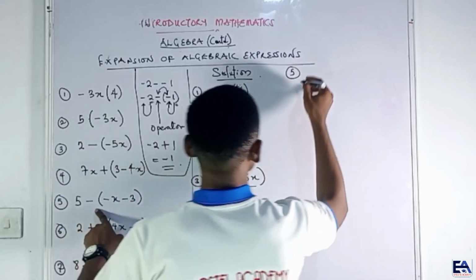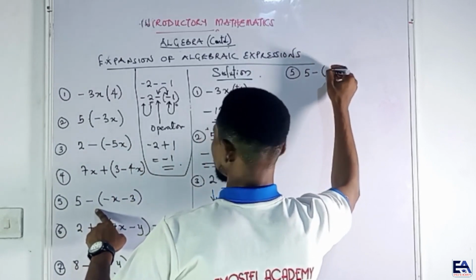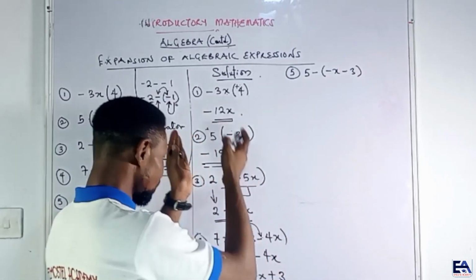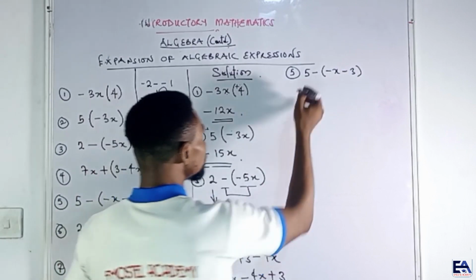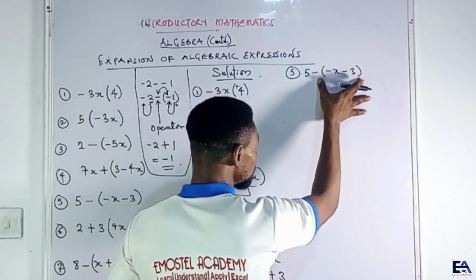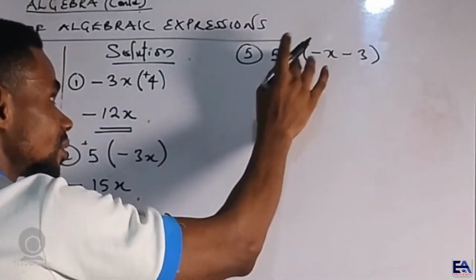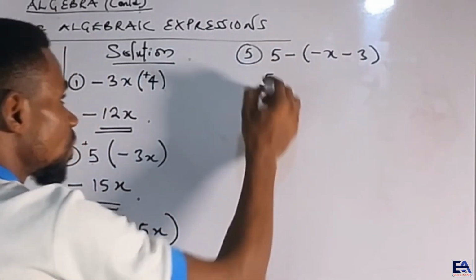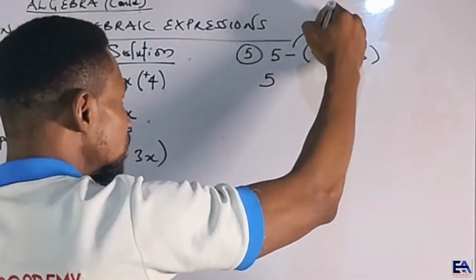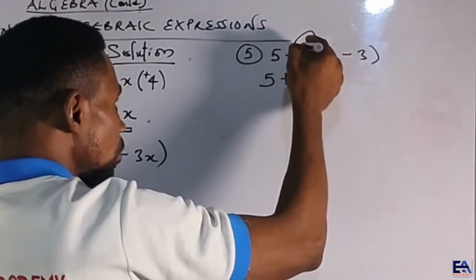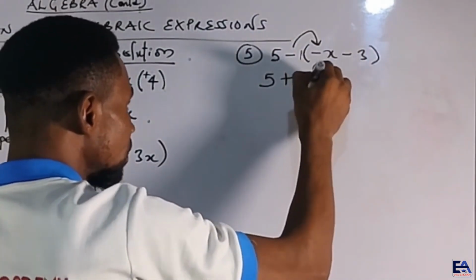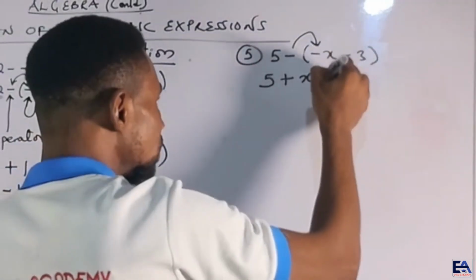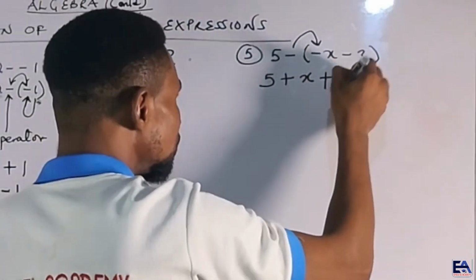In question 5, we have 5 minus x minus 3. Okay? So to solve the question is just the same way we've been doing all through. You will repeat this 5 because it does not have any direct relationship with the bracket. What has direct relationship with the bracket is the number or the sign closest to the bracket. So you repeat this 5 and then you expand. Minus times minus gives you plus. Then the invisible 1 times x gives you x. Okay? All right. Then minus times minus gives you plus again. Then the invisible 1 times 3 gives you 3.